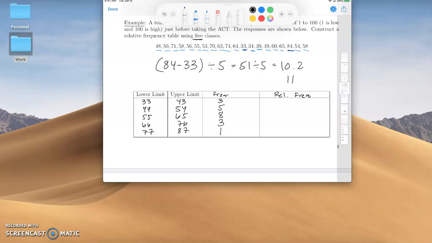Let's double check our numbers. Again, we should have 20. So if 3 plus 5 is 8, plus 8 is 16, plus 3 is 19, plus 1 is 20. So that means our numbers are likely correct.